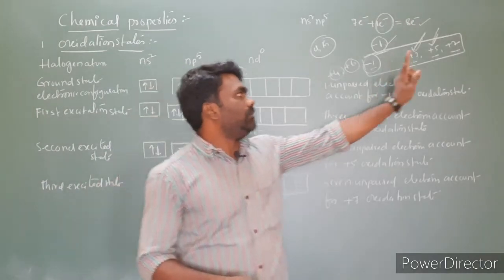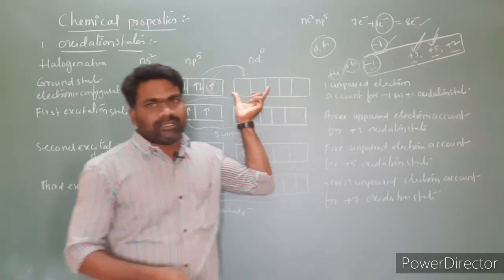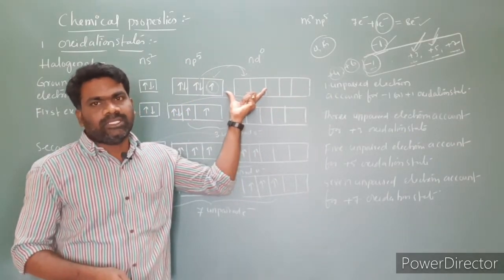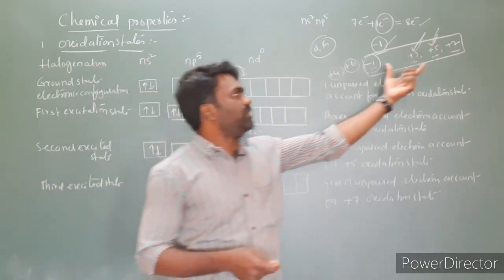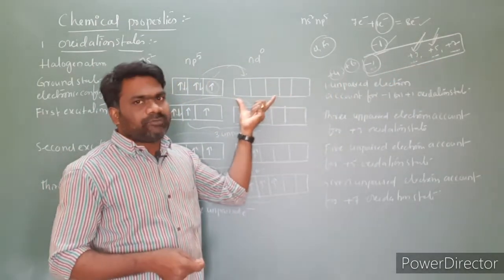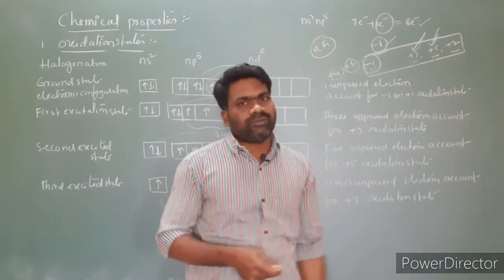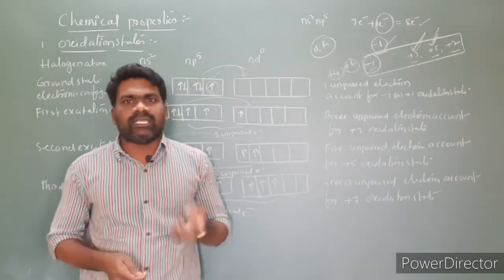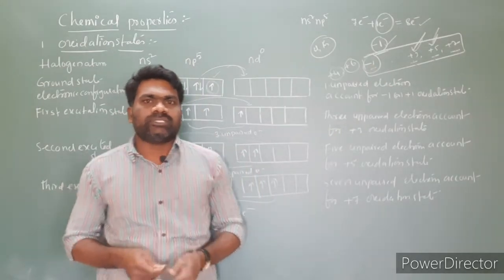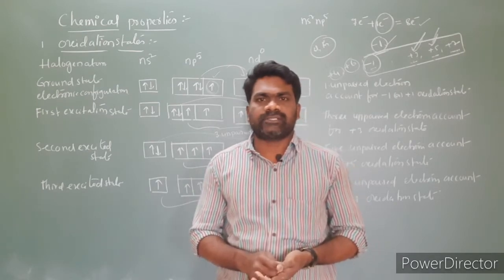It does not exhibit plus 3, plus 5, plus 7 because of the absence of d orbitals. Fluorine does not have any d orbitals to expand its oxidation number. So due to the absence of d orbitals in fluorine, it does not exhibit plus 3, plus 5, plus 7 oxidation states. Fluorine can exhibit minus 1 only because of its high electronegativity. So these are the oxidation states of group 17 elements.